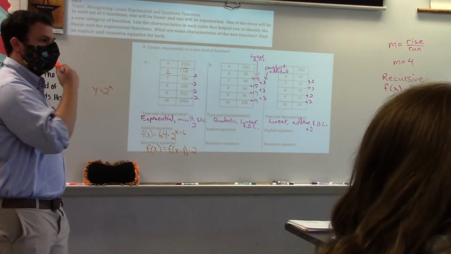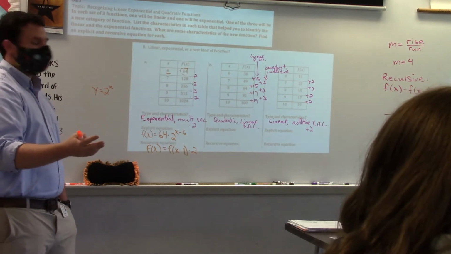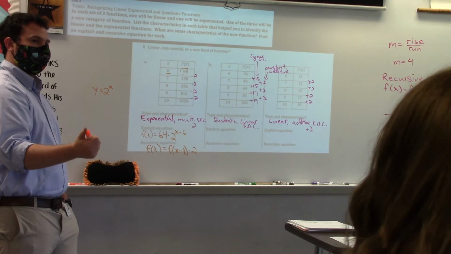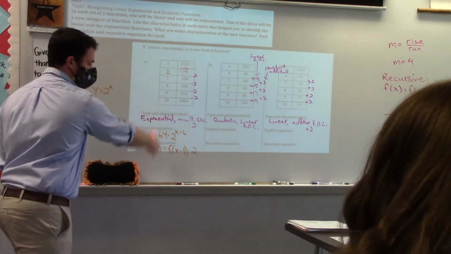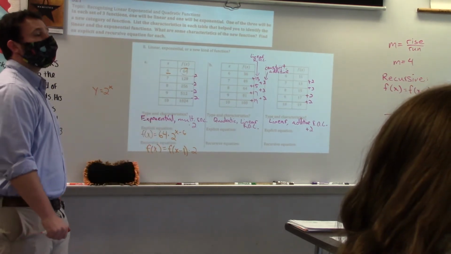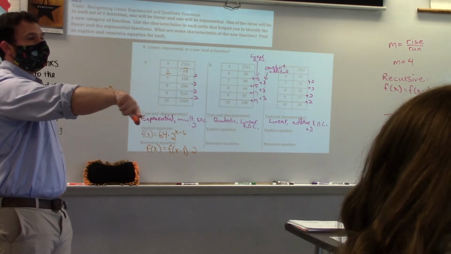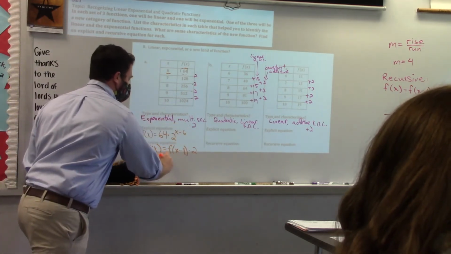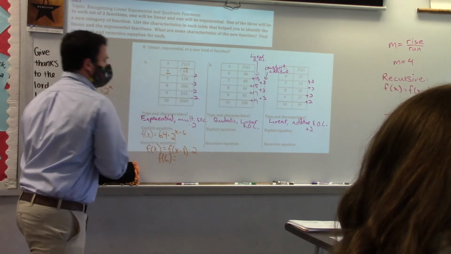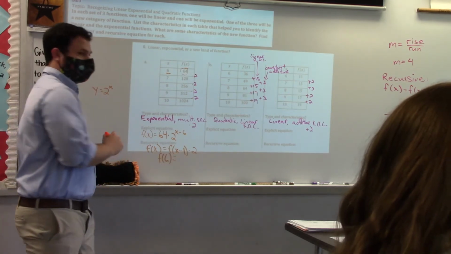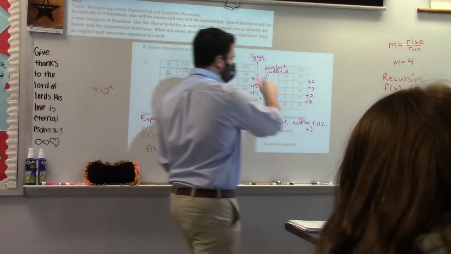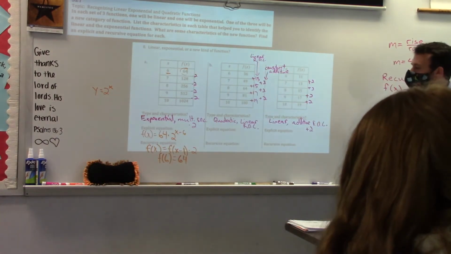Okay. What am I missing from this, though? What am I missing from here? The starting point. You cannot have a recursive without a starting point. F of 6 equals 64. All right. Quickly doing the linear, then we're going to talk about this quadratic.